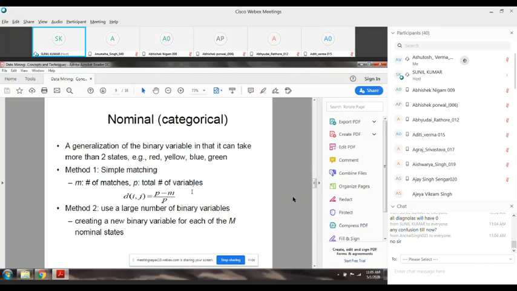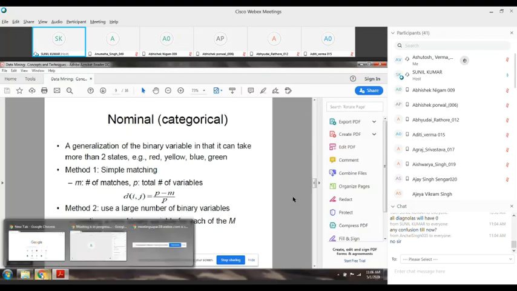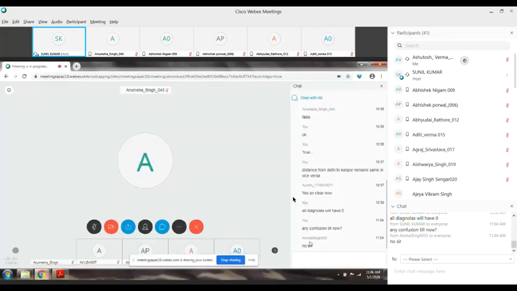So p is here the number of variables. Now am I clear? Any confusion? So this similarity between i and j can be calculated like this: p minus m upon p, where p is the total number of variables on which we are going to check the matches, and m is the actual match between the object i and j. Further any query? Okay, thank you. So everything is clear. Now let us move forward.